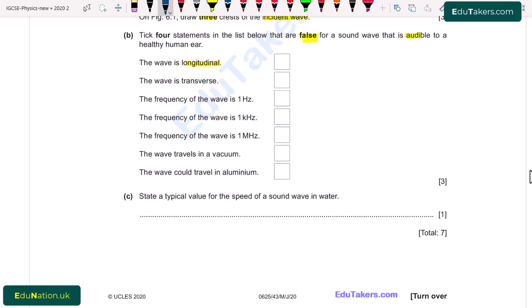Second one is the wave is transverse. We know that sound waves are not transverse in nature. That's why it is a false statement. I am going to tick it. The frequency of the wave is 1 Hz. The human can hear sound of frequency from 20 Hz to 20 kilohertz.